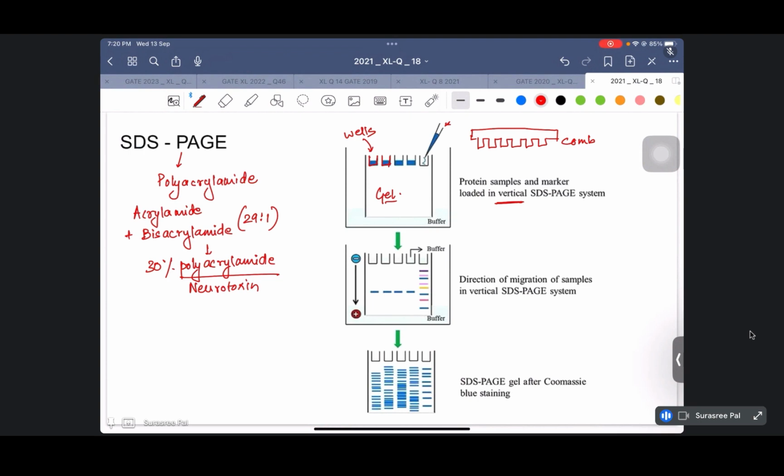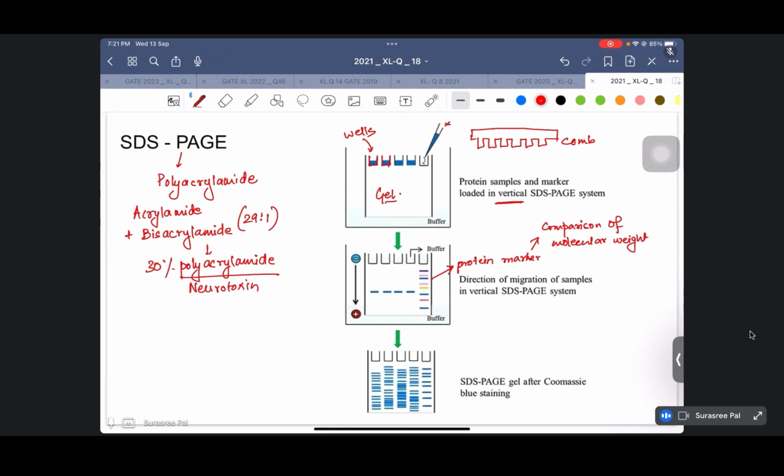Along with the proteins, we also use something like this, which is called a protein marker. What function does it have? Exactly, it is used for comparison of molecular weight of the protein. Very good. SDS-PAGE is a system where we resolve proteins according to their molecular weight.